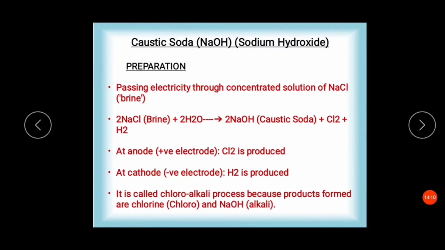Next is caustic soda. The chemical formula is NaOH and the chemical name is sodium hydroxide. It is prepared by passing electricity through a concentrated solution of NaCl. The concentrated solution of NaCl is called brine. When electricity is passed through NaCl mixed with water, it produces NaOH, chlorine, and hydrogen.